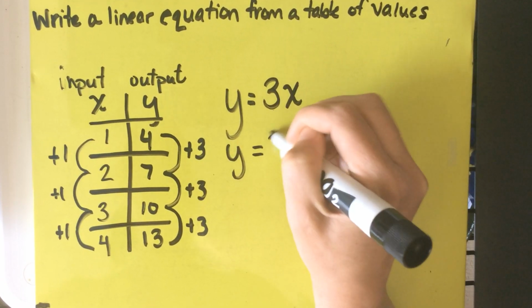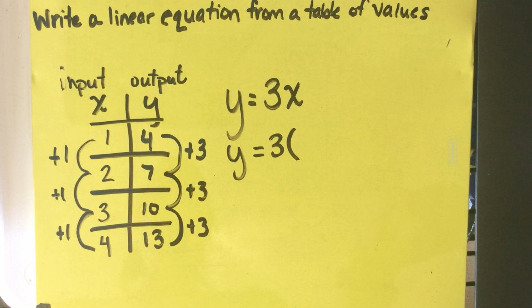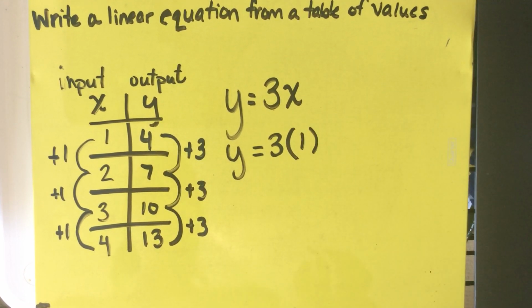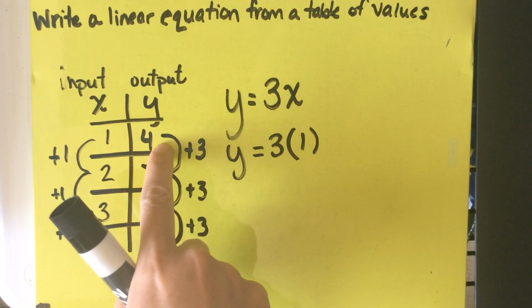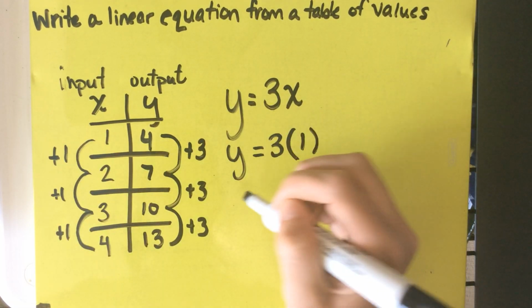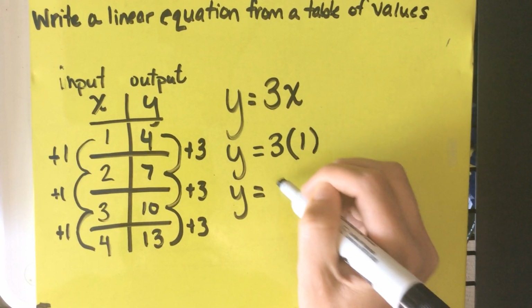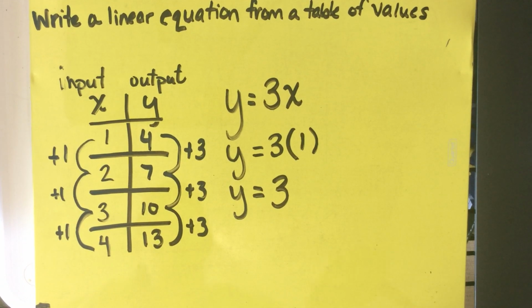Y equals 3 times, instead of x, I'm going to substitute a value of 1, and I should get an answer of 4. So let's try it out. Y equals 3 times 1 is 3. So I did not get an answer of 4. So I know that something's wrong.